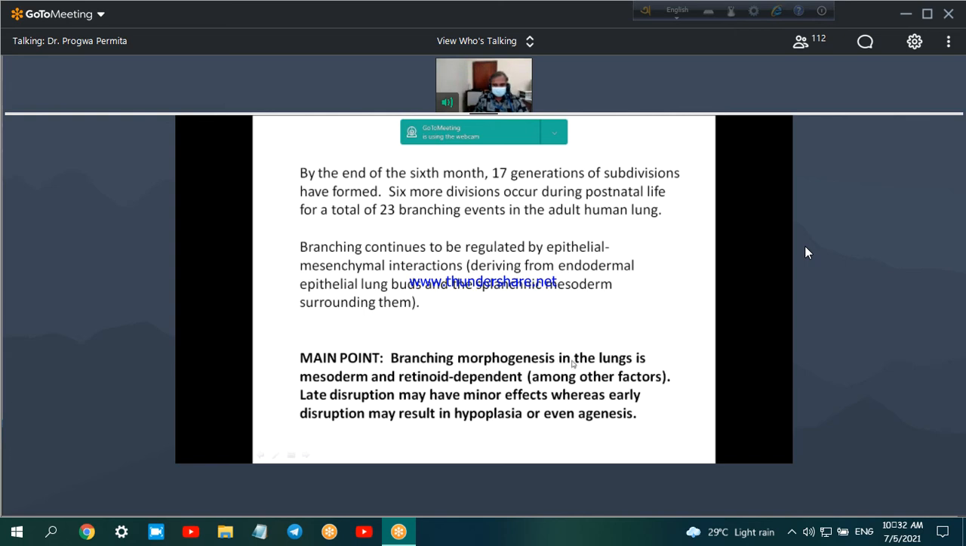So branching morphogenesis in the lungs is mesoderm and retinoid dependent. You should keep in mind the retinoid. Retinoid plays a major role in the development of the mature lung. Late disruption may have minor effects, while early disruption may result in hypoplasia or even agenesis.